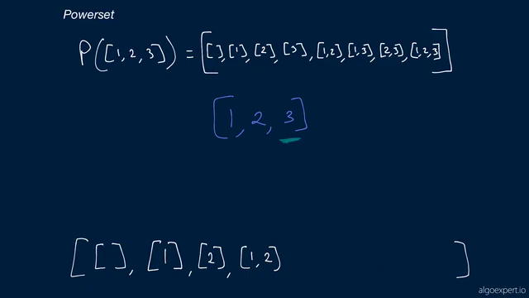So we start with the empty set, add 3 to it. So that gives us, whoops, not in purple, that gives us 3. Then we have the subset 1, add 3 to it. That gives us 1, 3. Then we have the subset 2, add 3 to it. That gives us 2, 3. And then we have the subset 1, 2, and add 3 to it. That gives us 1, 2, 3.